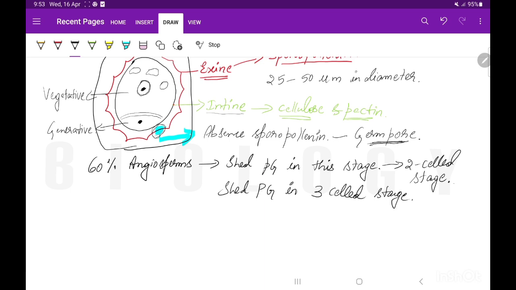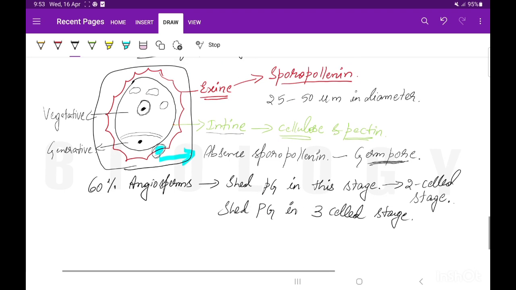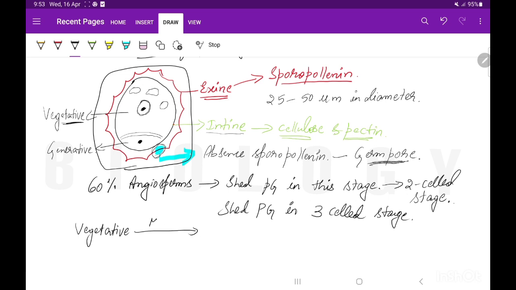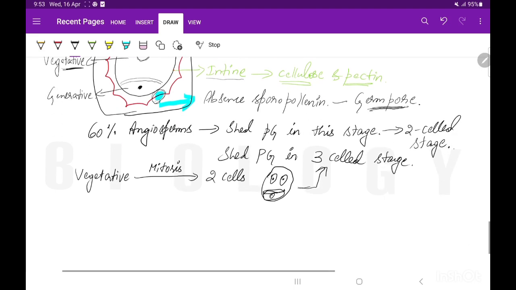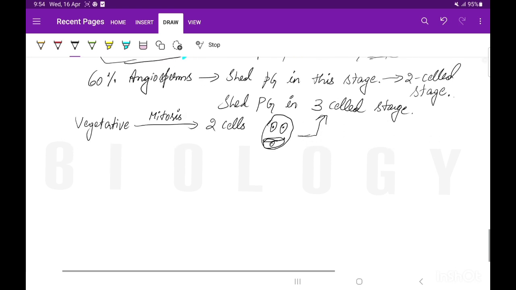Here what happens? The generative cell undergoes mitosis to form 2 cells. Hence the pollen grain has 1 vegetative cell and 2 generative cells. So it is the 3-cell stage. So this is the structure of the pollen grain.